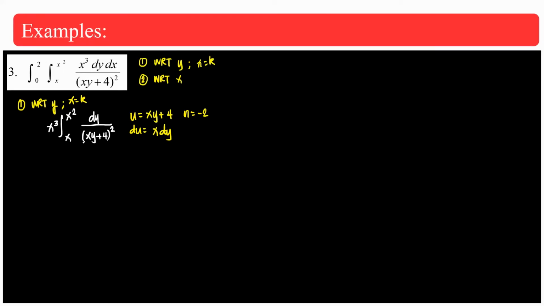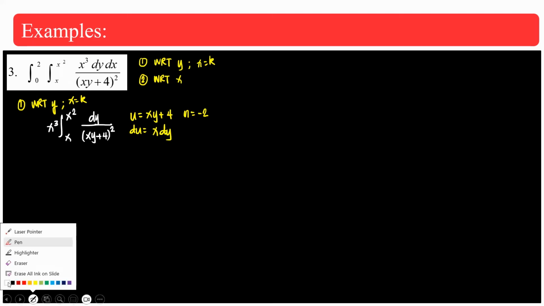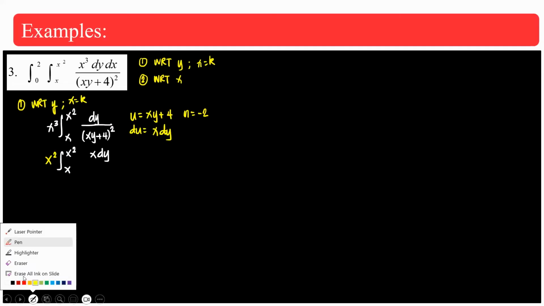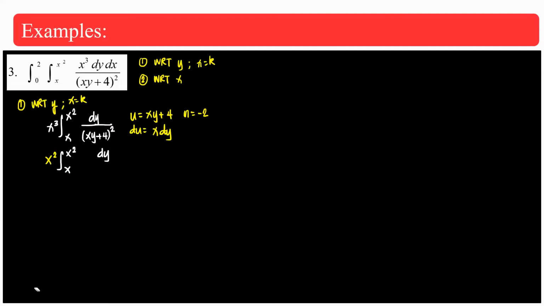But the thing is, look, if the u is xy plus 4, the n is -2, the du should be x dy. So that means here, I would have to rewrite this. x squared. This one has to be an x dy. So the outside portion can't be the whole x cube. It has to only be an x squared because I need one of the x's to be inside. I'll just make this yellow.